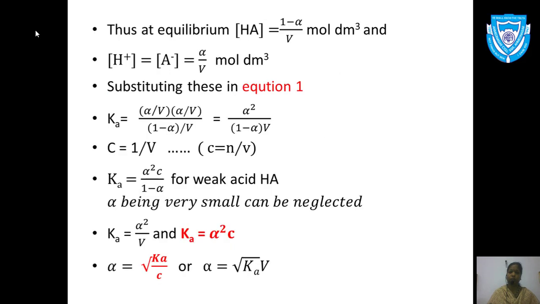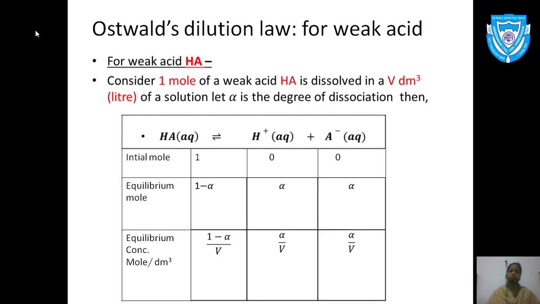Next is the dissociation of HA. So HA aqueous is a weak acid which dissociates to give H plus aqueous ion plus A minus aqueous ion. Now we have to count the number of moles of each species, that is HA, H plus and A minus, at three stages. The first is the initial stage, the second is the equilibrium stage, and the third is not a stage, but we have to count the mole per cubic decimeter, that is the concentration of each species.